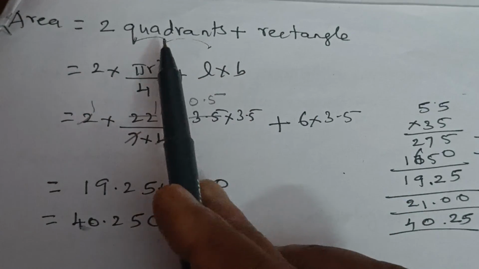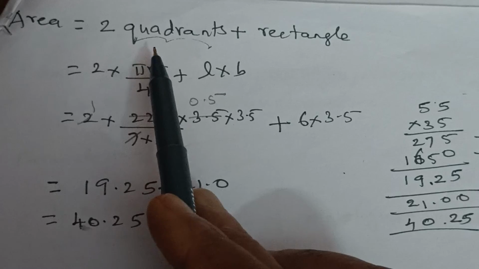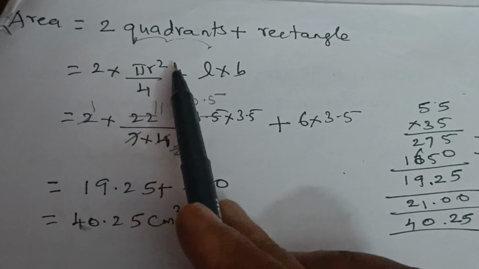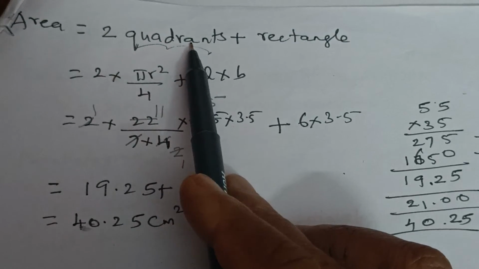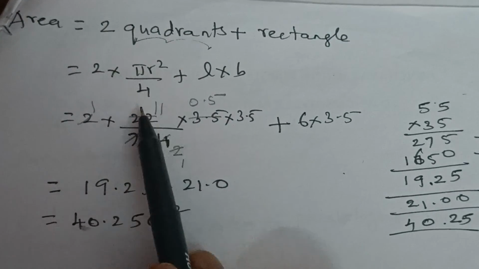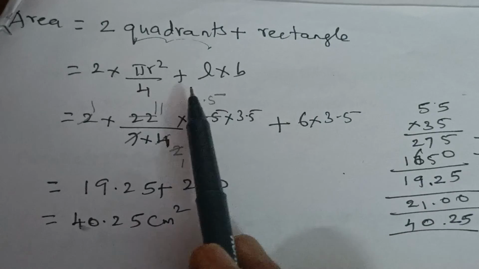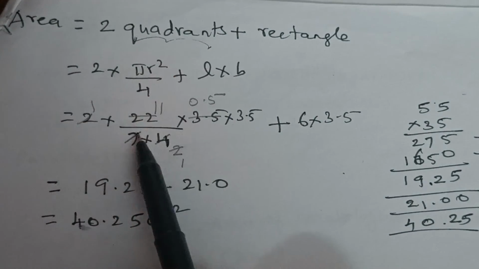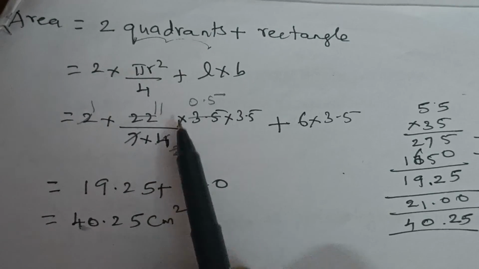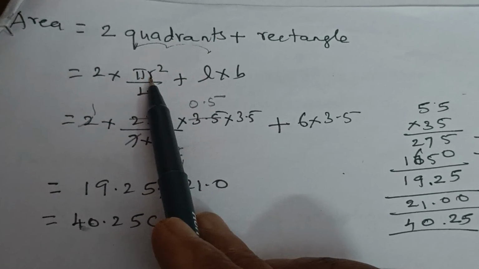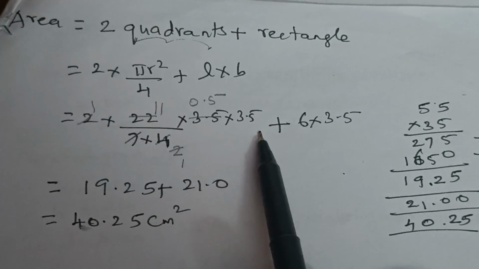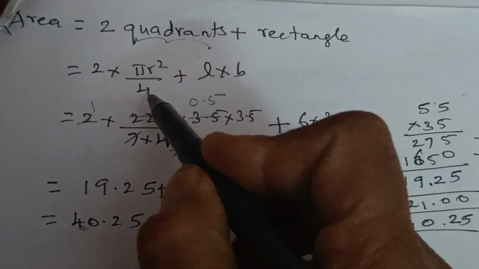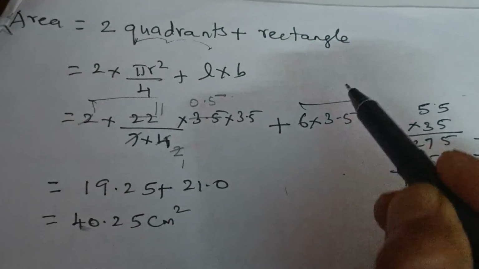What is the area of a quadrant? It's a quarter of a circle, 1/4 of a circle. Pi r square by 4. Pi r square is the full circle. Quadrant means it's 1 part out of 4. So pi r square by 4 plus the area of the rectangle, which is L into B. Now 2 into pi, we are given 22 by 7, and by 4 as it is. R square is 3.5 into 3.5. Plus length into breadth, 6 into 3.5. We have to multiply these and then add them.